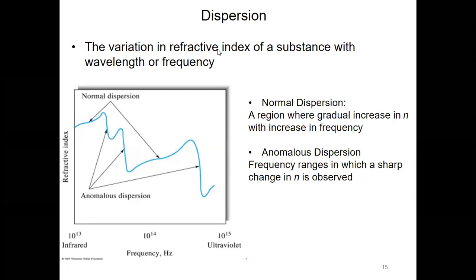Okay, so is that clear to all? So for normal dispersion also, the refractive index can increase or it can decrease, but in normal dispersion also it should be a gradual increase or decrease, right?